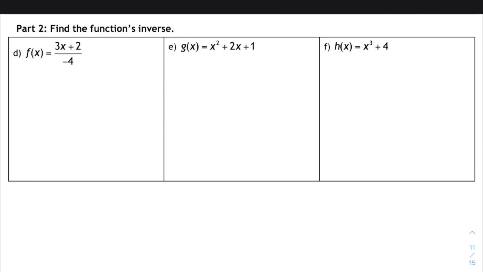Okay, so first step is to find the inverse. That's actually all it's asking us to do. So I'm going to say x equals 3y plus 2 minus 4. So the first thing I did is I switch x with y. Okay, and now that next step is to solve for y.